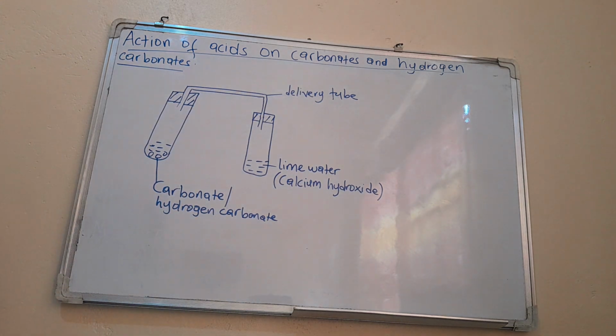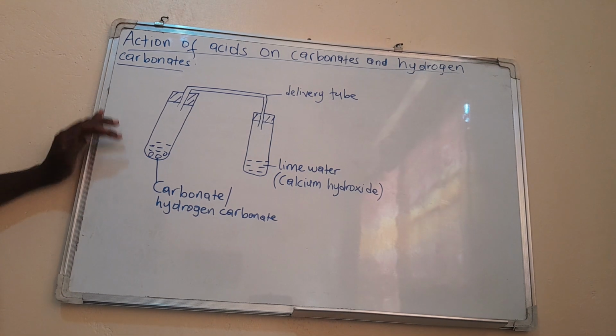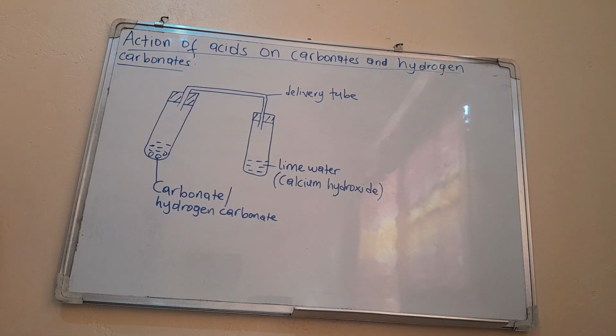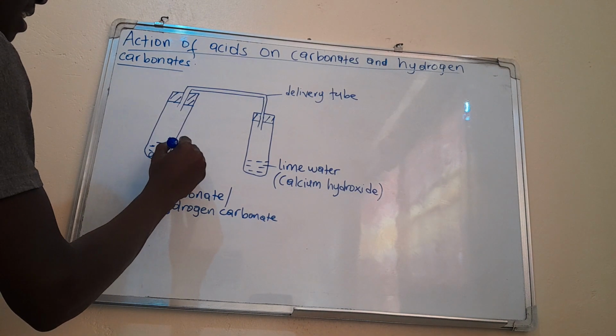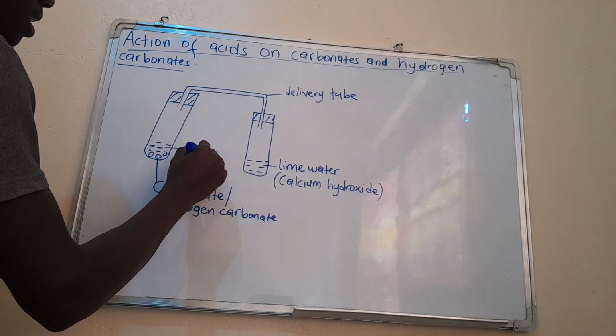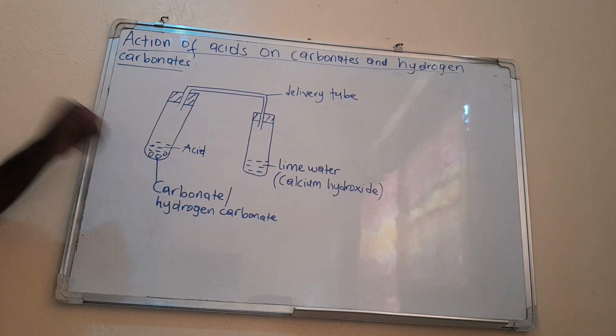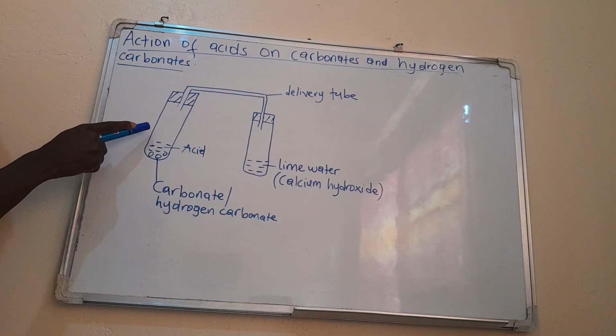So this is what we are having, this setup. We are having a test tube having a carbonate. It can be a carbonate or a hydrogen carbonate. Then any acid of your own choice. So when you react this acid and the carbonate or hydrogen carbonate, you get carbon dioxide gas.